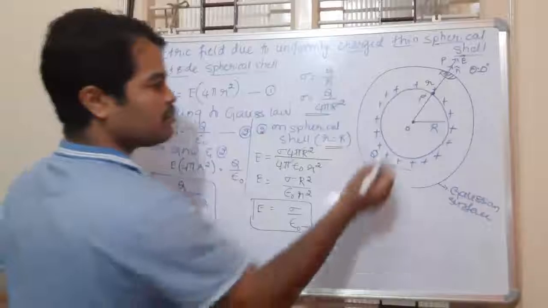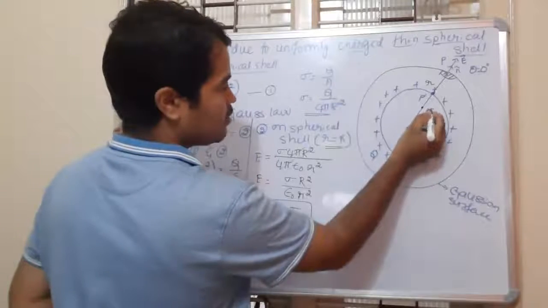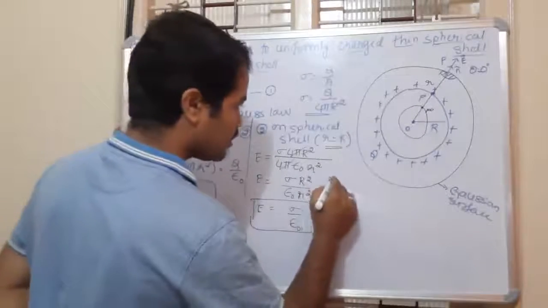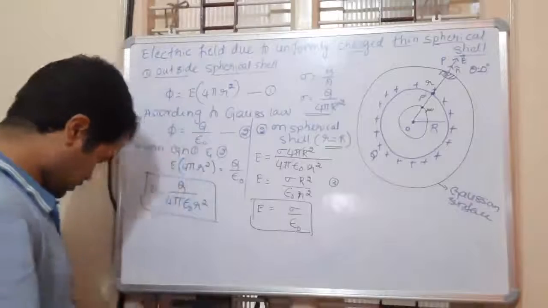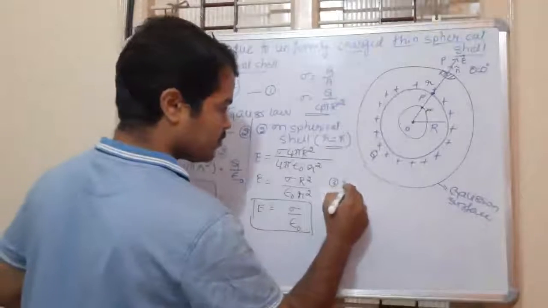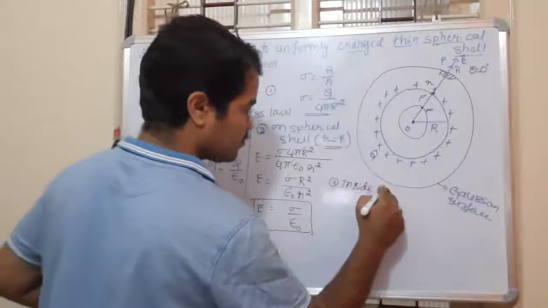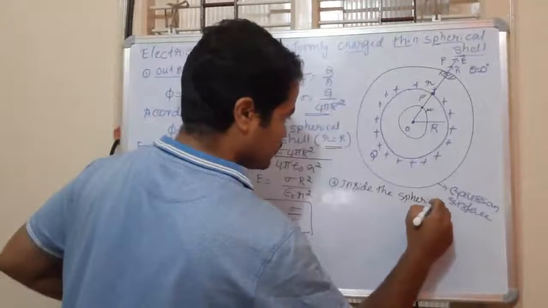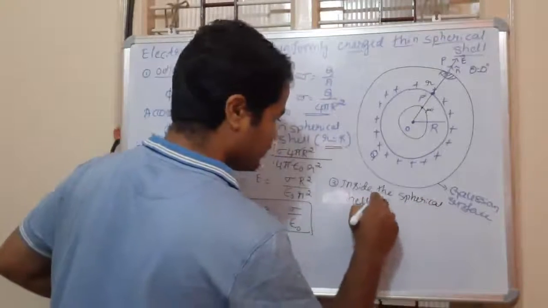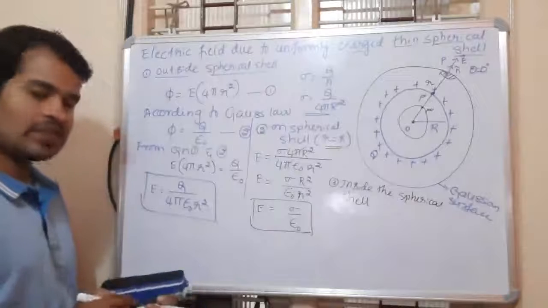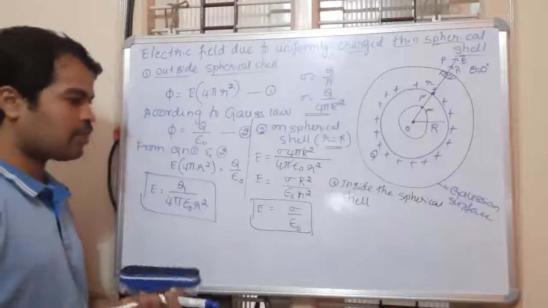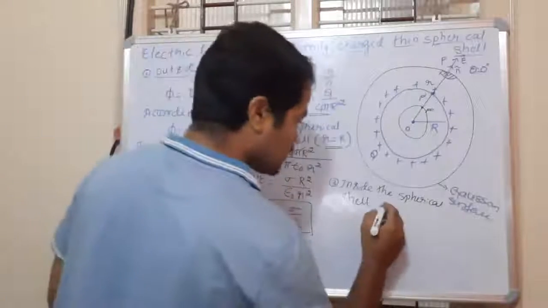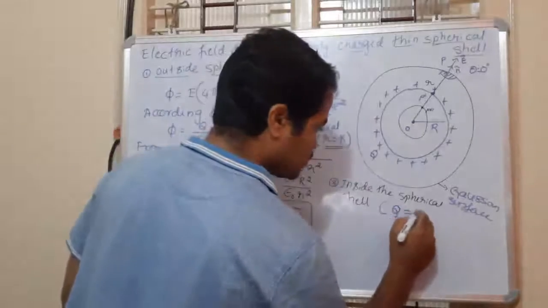Now the third case. Let me take a point somewhere here, P double prime, inside the spherical shell. The third one is inside. If you consider inside the spherical shell, check it properly. Inside the spherical shell, is there any charge? Charge is not there. Can we write the charge value Q equal to 0?